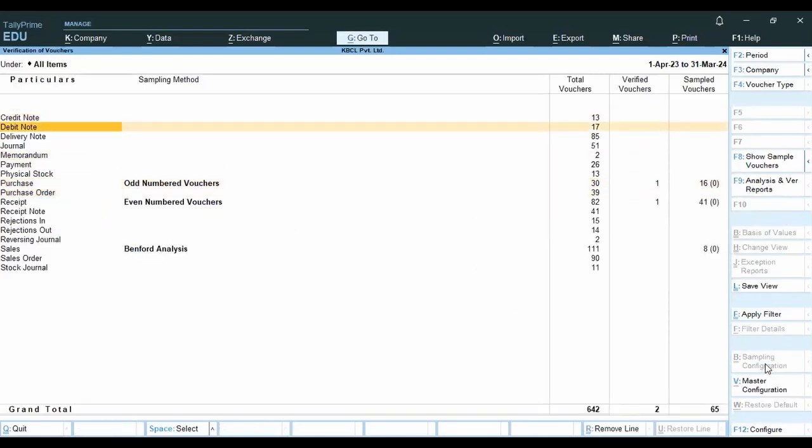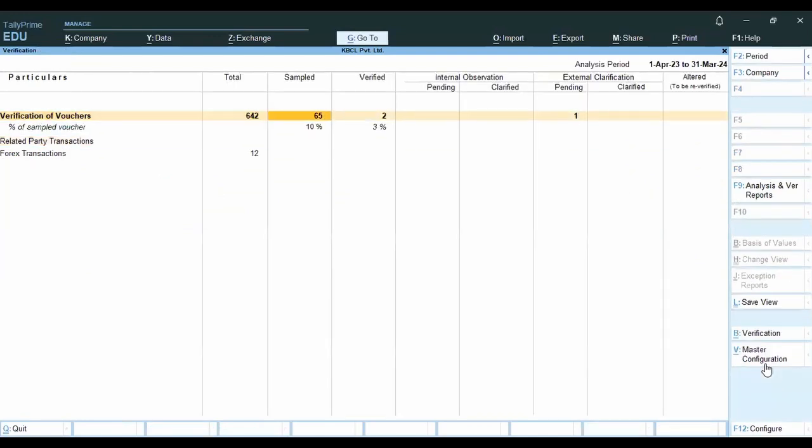So friends, I would request you all to try your hands in Tally and do auditing through Tally this time. You'll enjoy doing the audit through Tally.